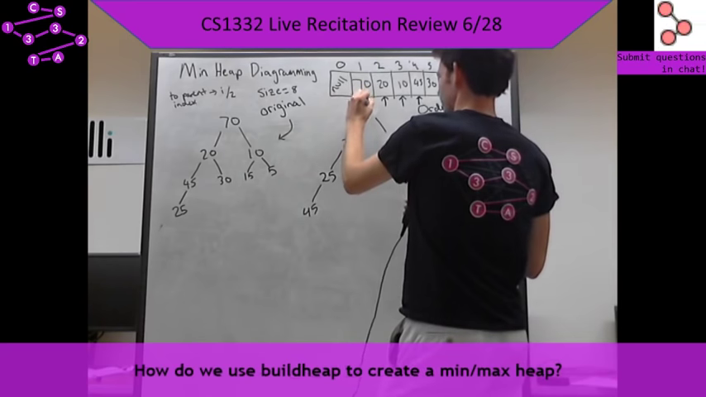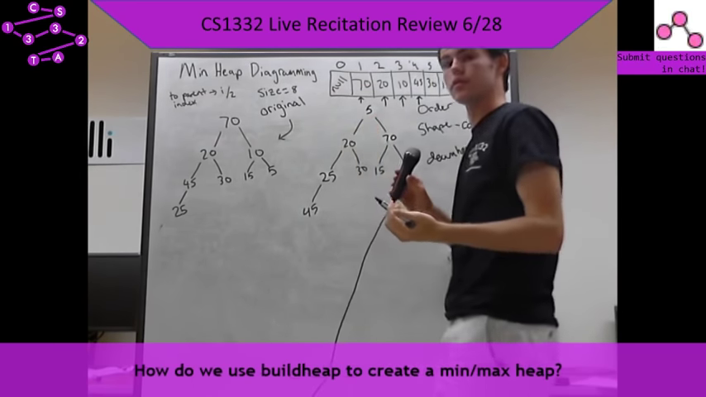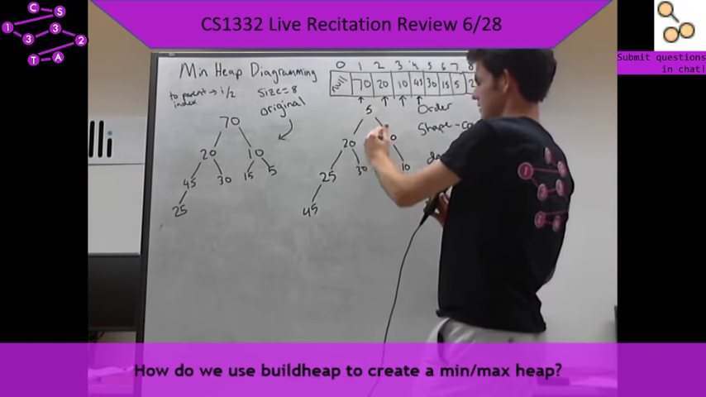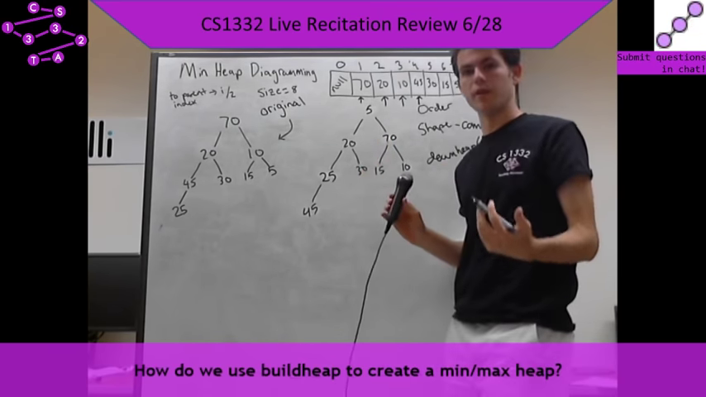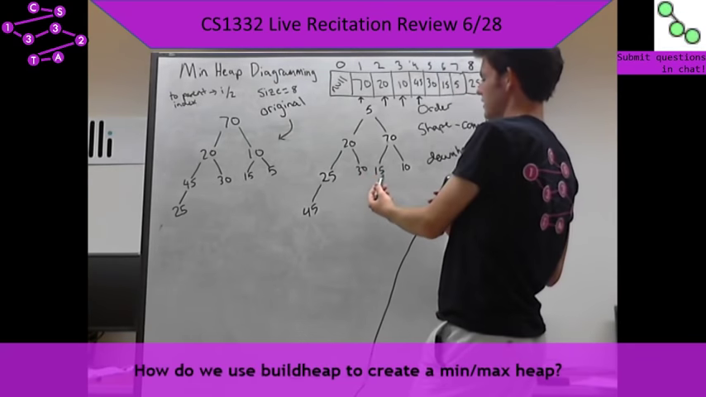So I'm going to swap these two, 5 and 70. And now the down heap continues, right? Because now I need to check, is this subtree also a valid min heap? Right now it's not. So now I need to do the same thing. I keep on down heaping.